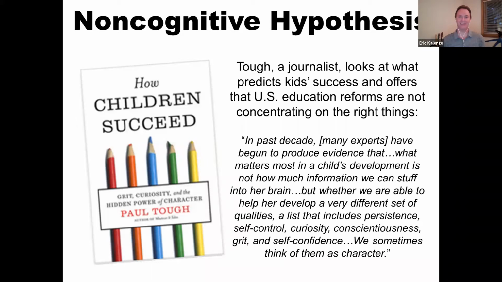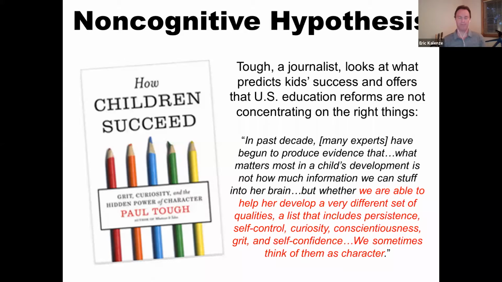And I'll just read it out. In the past decade, many experts have begun to produce evidence that what matters most in a child's development is not how much information we can stuff into her brain, but whether we are able to help her develop a different set of qualities, a list that includes persistence, self-control, curiosity, conscientiousness, grit, and self-confidence. We sometimes think of them as character. A statement like that has a lot of impact, and that kind of leads the book off. And then it goes on to make a pretty convincing case that these things are indeed very important. And I don't think that's something many people would argue with.